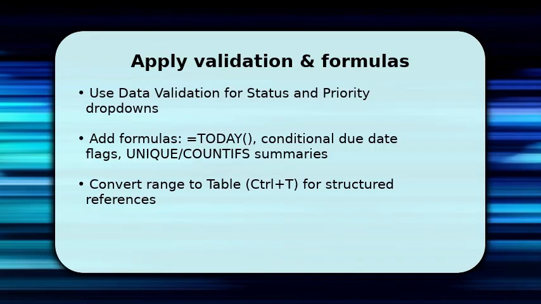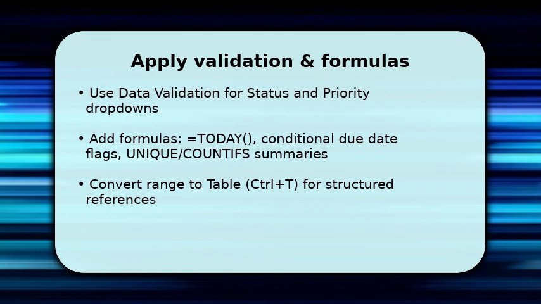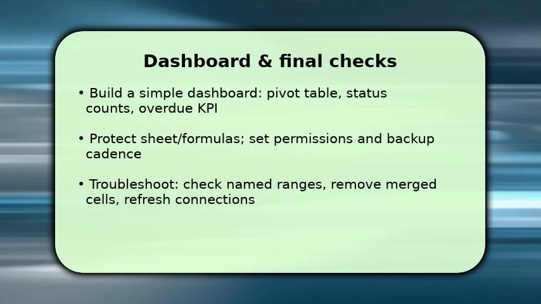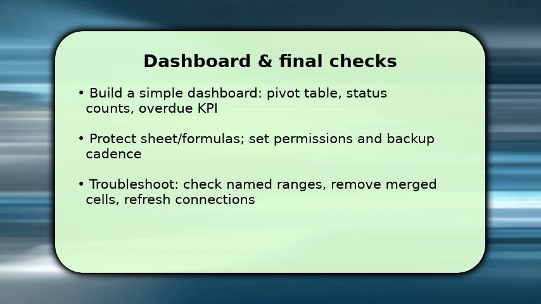These choices keep things consistent. Finish by creating a compact dashboard and locking down the sheet. You should add a pivot table or summary cells showing open actions, overdue count, and owner workload. Charts help spot bottlenecks. Protect sheets or specific cells to prevent accidental edits, set workbook permissions, and schedule regular backups.